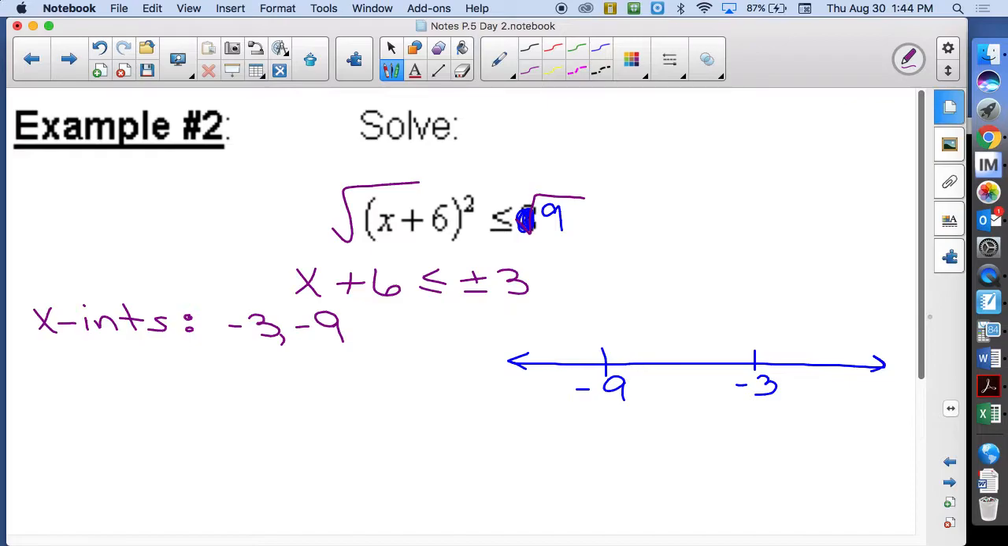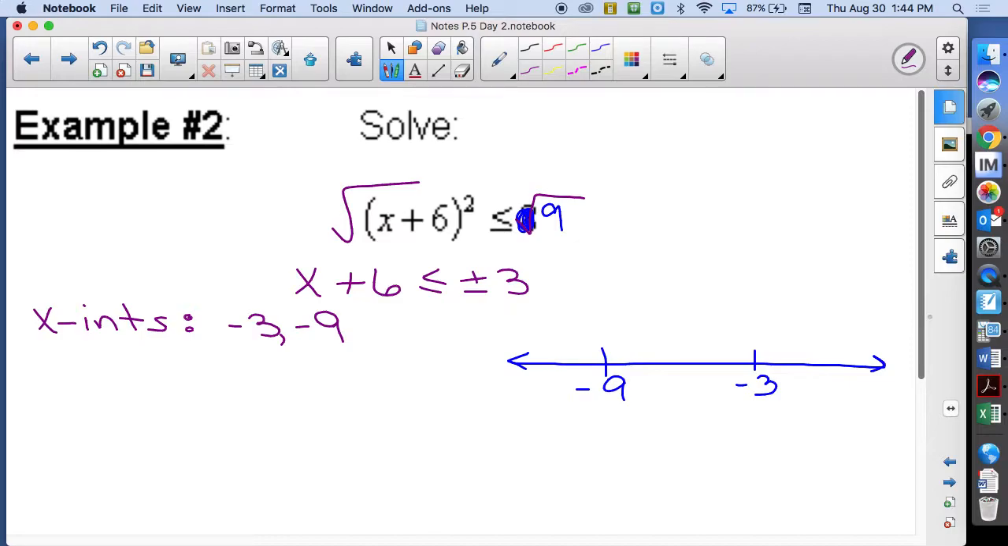Are we going to have to draw the number line? You will be asked to draw it and show your test intervals. That's what the directions will say. Other questions?